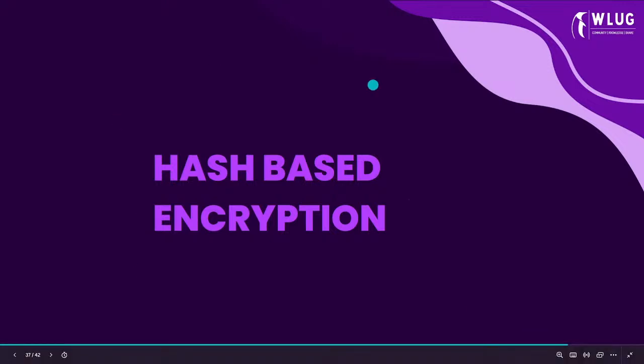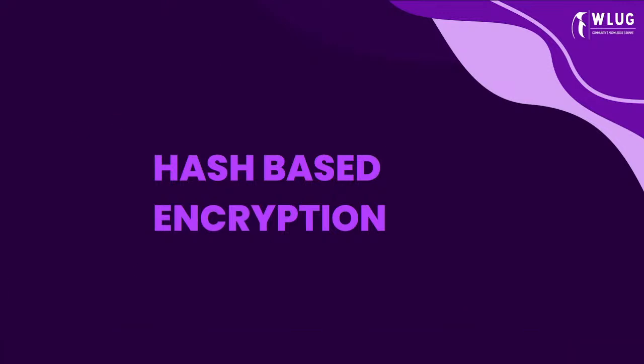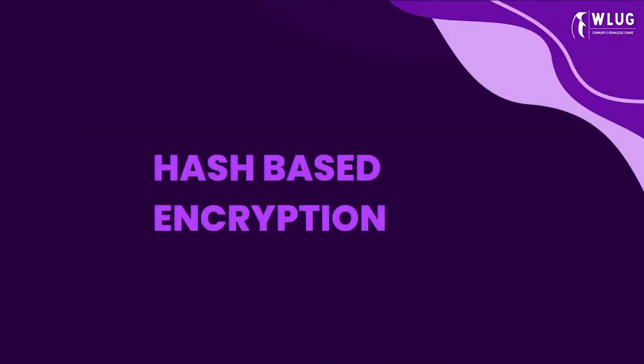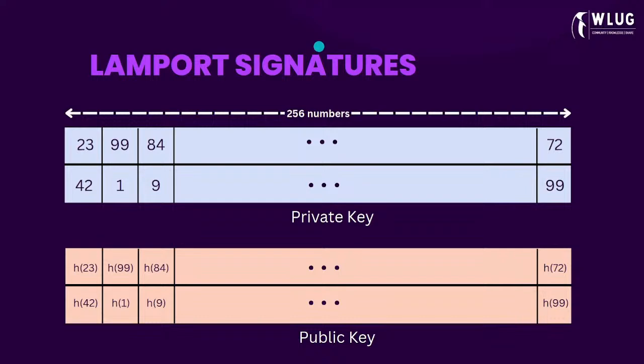The other popular approach is hash-based encryption. So we all have studied hashes in the first episode. Now the hash-based algorithms can be used for signatures. This algorithm is known as Lamport signatures. Is everyone ready for hashes? Does anyone remember what hashes were?